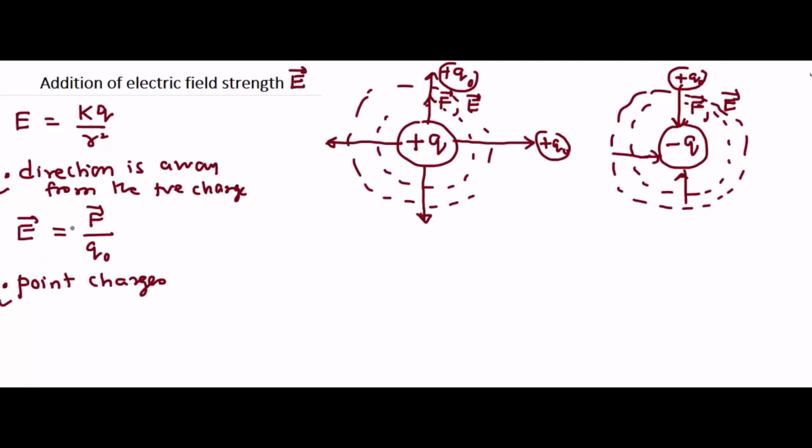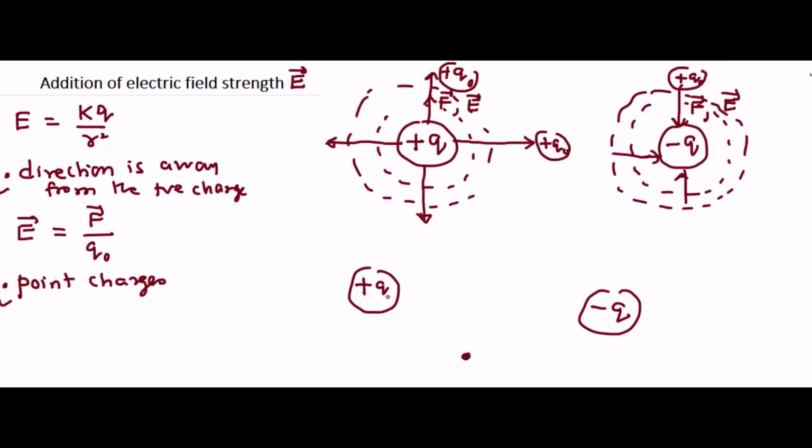Now let us look at addition of electric field strength. So if we have more than one charge, how will we add the electric field strength? Again, we will use the law of superposition. So let us take an example. Let us say we have a plus q charge over here, and let us say we have a negative charge over here, and we want to find out the electric field strength at a location.